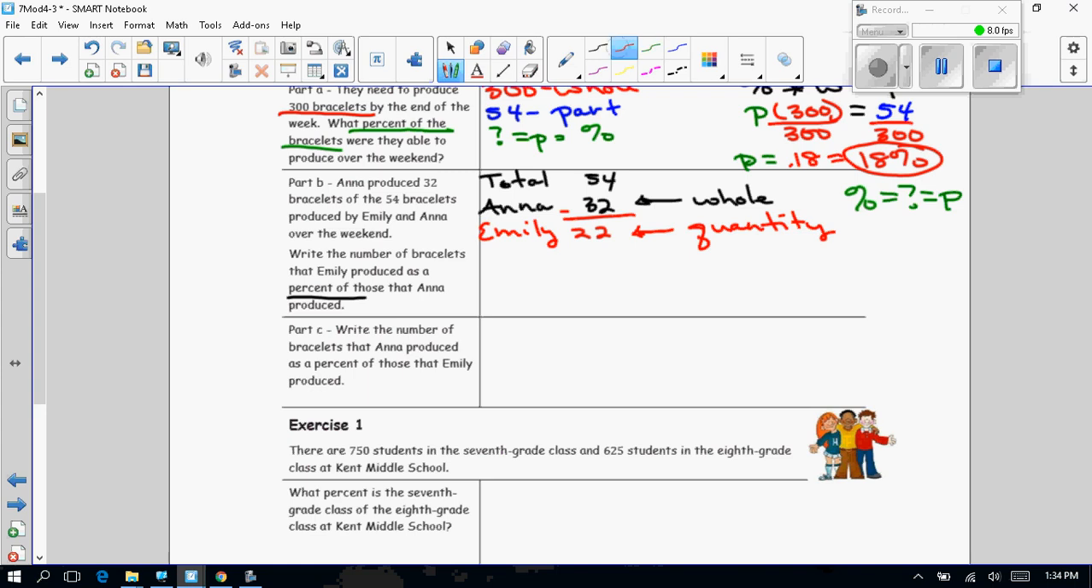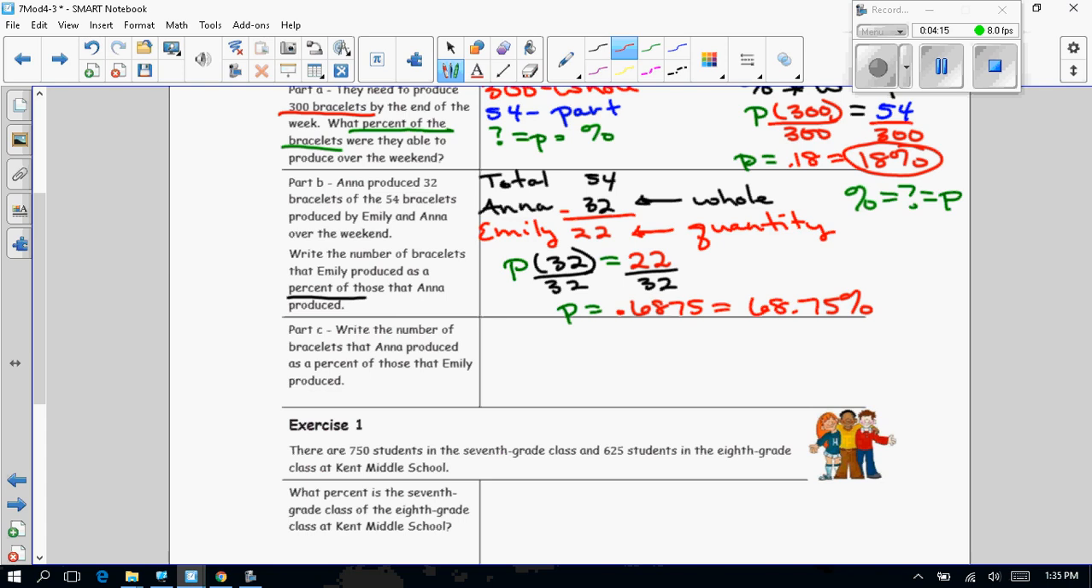So we have our percent P times the amount that Anna made, 32, and that is going to be equal to Emily's 22. And we're going to find this percent now. So I'm going to divide everything by 32. So the percent is equal to whatever 22 divided by 32 is. So grab your calculator. And we get 0.6875, which when I convert to a percent is 68.75%.